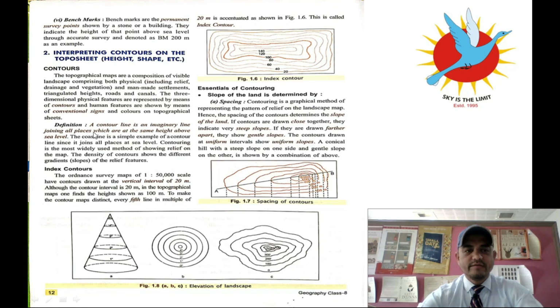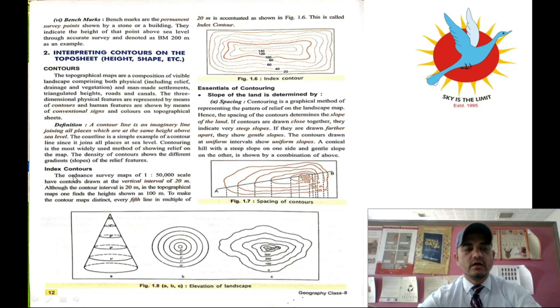Now if we look toward the definition, in short we can say a contour line is an imaginary line joining the places which are at the same height above the sea level. Why is it an imaginary line? Because these lines are not permanently made on the ground. There is no line made on the ground. These are imaginary lines shown on the topo sheet, because these lines can solve our problem regarding height. So these lines are made if places have the same height above the sea level, and that is contours.